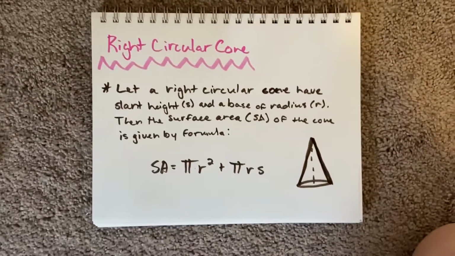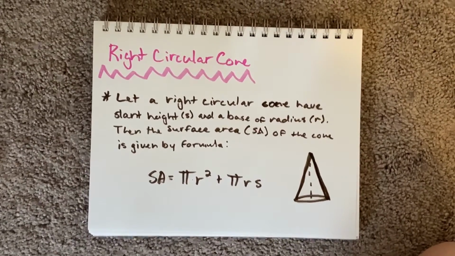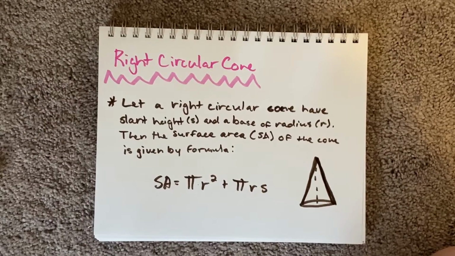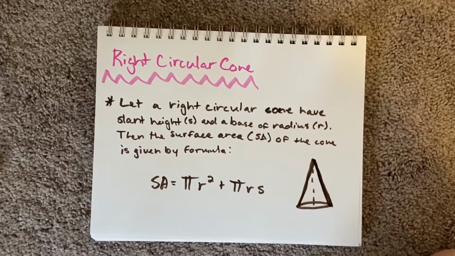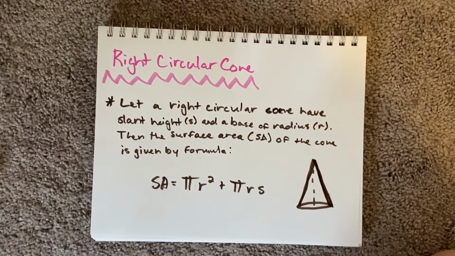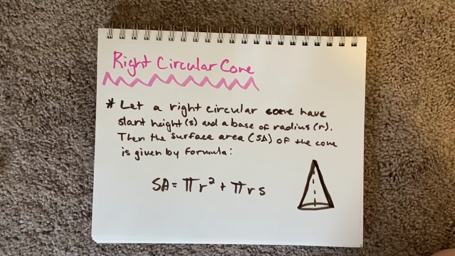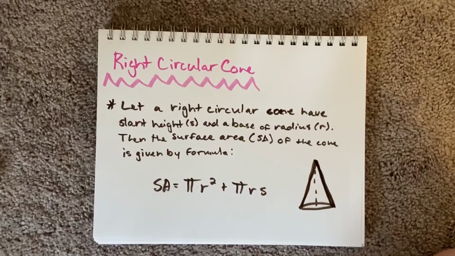Right circular cones. For the surface area, let a right circular cone have a slant height and a base of radius. Then the surface area of the cone is given by the formula surface area equals pi times the radius squared plus pi times the radius times the slant height of the right circular cone. This is how you find the surface area.